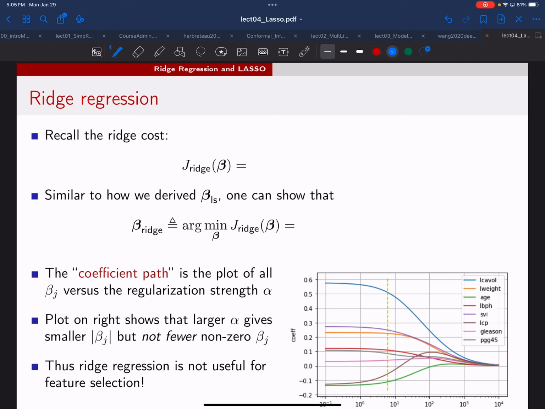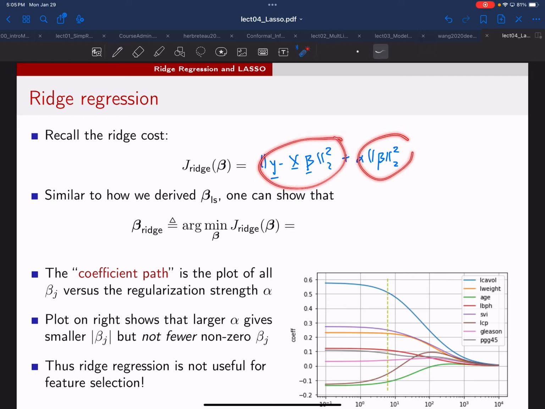So just from the last slide, this J ridge is y minus x beta, Euclidean norm squared, plus alpha times beta, Euclidean norm squared. It turns out that because everything is nice and quadratic here, you can do the derivation of the optimal beta, the beta that minimizes this. You can do this all on paper, and it might even show up on a homework problem. And it looks like this.